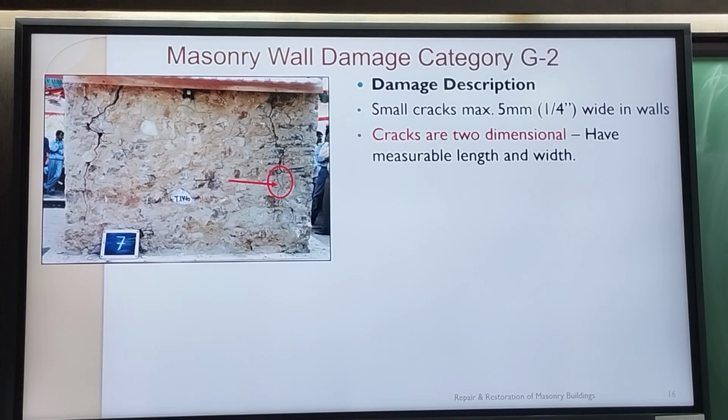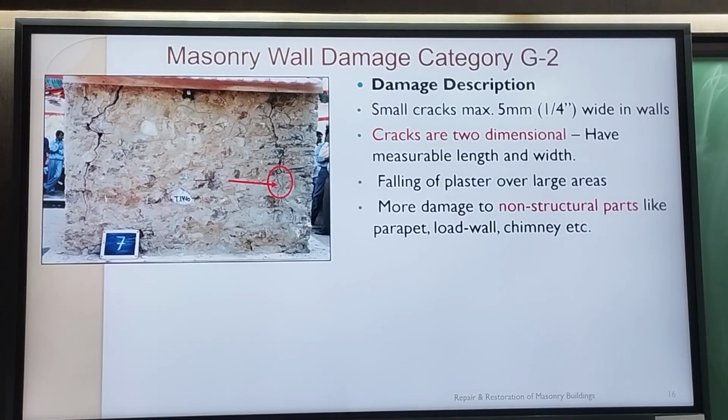Cracks are two-dimensional, they have measurable length and width. Also in large areas, plaster falls off when this kind of damage takes place. Yeah, there's more damage to non-structural parts. If you remember, I had mentioned way back about damage after disasters, and in Jabalpur earthquake there was a parapet which had collapsed, which had killed a number of people. That particular earthquake, the total fatality was about 80. And just in one house there were people sleeping outside, enjoying the cool night, and the parapet fell on them.